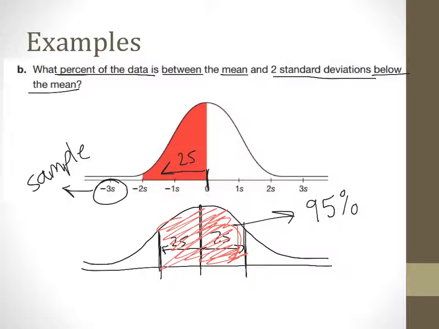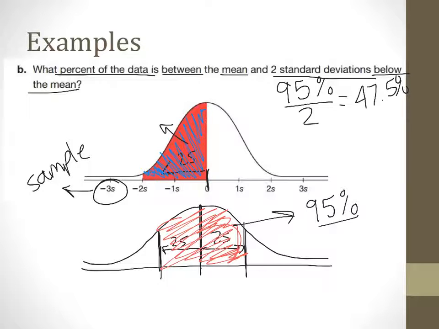But what I want you to notice is that this problem is not asking us to find the area in both directions. Instead, this is only half of this 95%. So what you would need to do is take your 95% and divide that by 2, because I only have half of it. If I divide that by 2, I should get 47.5%. So this area right here only labels 47.5% of the data.